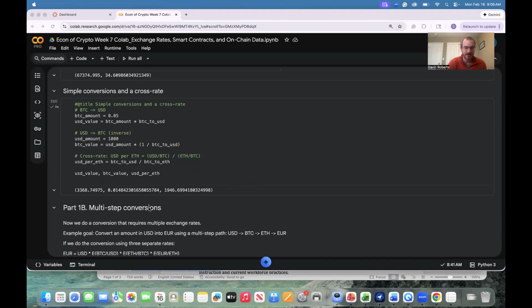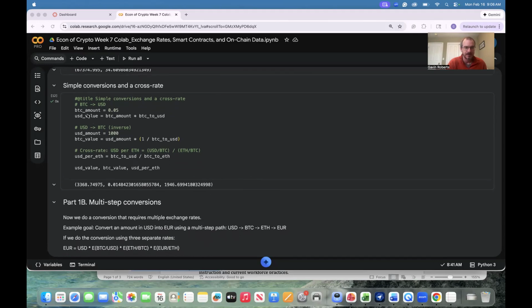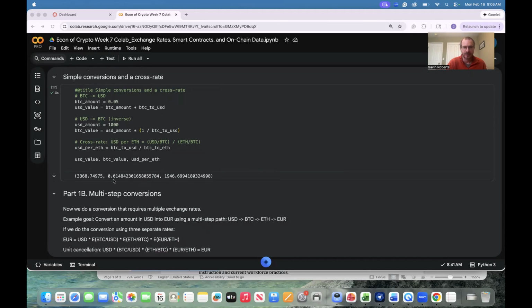The USD, this is the USD value, this first number, so we just have to read it down. 0.05 Bitcoin is $3,368. $1,000 is approximately 0.015 Bitcoin.